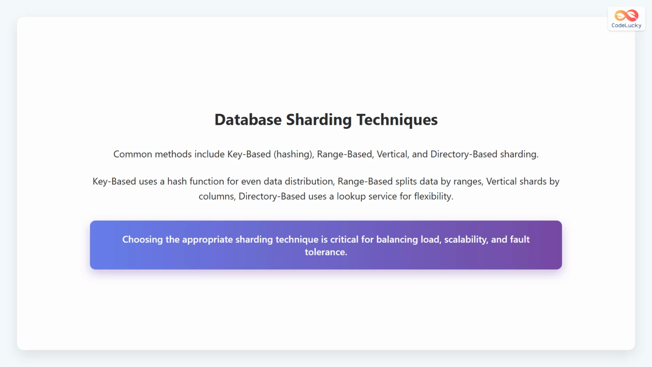Sharding is the process of splitting a database into smaller, more manageable pieces called shards. Common sharding methods include key-based sharding, which uses hashing for equal distribution, range-based sharding, dividing data into continuous ranges, vertical sharding, separating tables or columns, and directory-based sharding, using a lookup service. Sharding helps scale databases horizontally and improves performance.